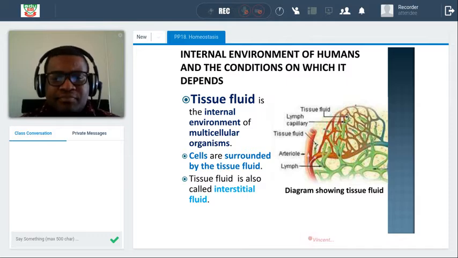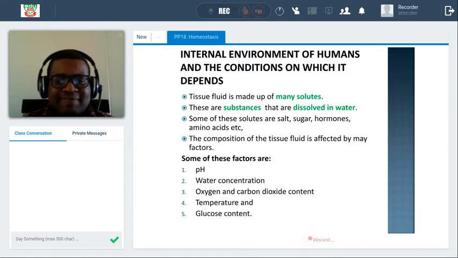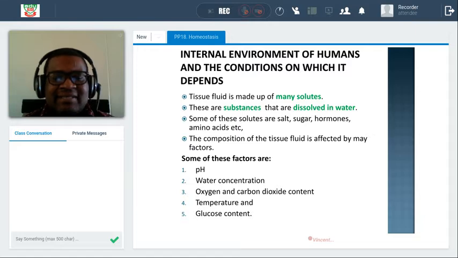So, the internal environment of humans and the conditions on which they depend, we look at the tissue fluid, which is the internal environment of the multicellular organism. Cells are normally surrounded by this fluid, and this tissue fluid is also called the interstitial fluid. The fluid is made up of many solutes. These solutes are substances that are dissolved in water. Some of these solutes are salts, sugar, hormones, amino acids, etc.